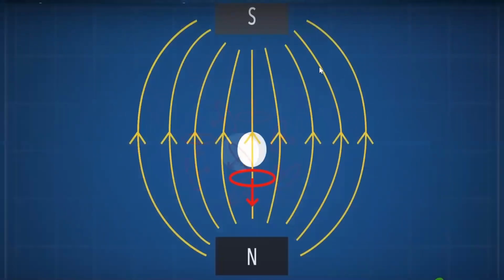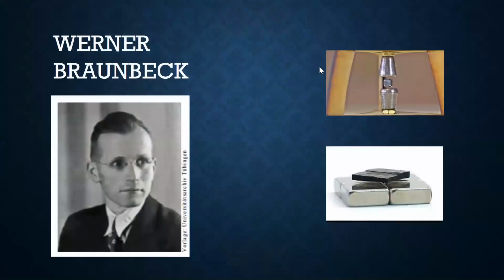However, when placed inside an existing magnetic field, these electrons align themselves properly to form a magnetic force which opposes that existing magnetic field. And this can be applied to result in levitation. This was discovered first in the 1930s by a German physicist named Werner Brombeck. He placed samples of lead and bismuth between two magnets, creating this magnetic field and aligning their electrons and causing these samples to levitate.